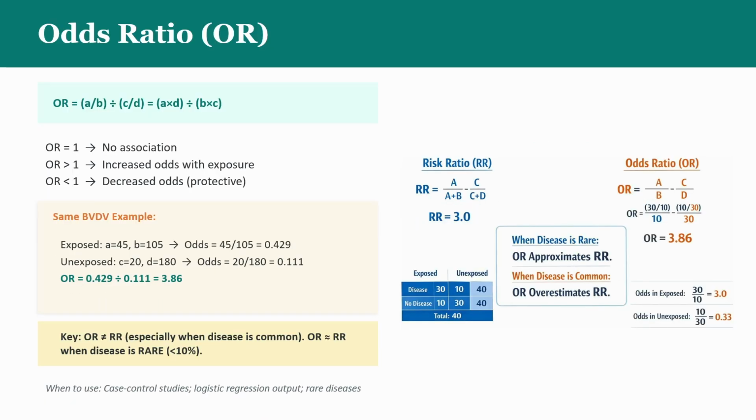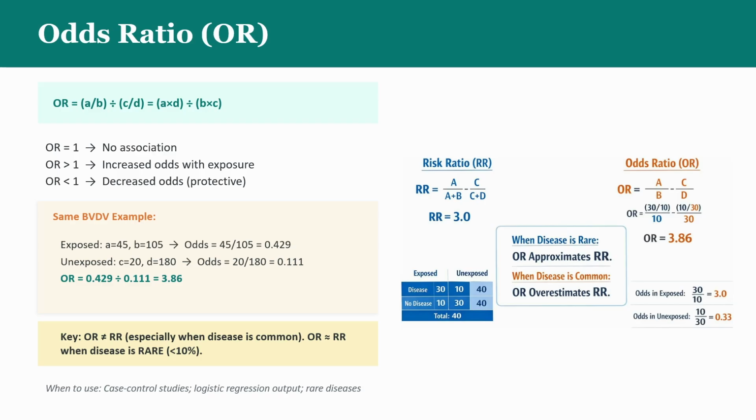The odds ratio is where students often get tripped up, partly because odds are less intuitive than risk, and partly because the OR and RR look similar but are not the same thing. Let's start with the concept of odds. Odds are simply the ratio of the probability of an event happening to the probability of it not happening. If the risk of disease is 30%, the odds of disease are 0.3 divided by 0.7, which equals 0.43, or equivalently 43 to 100, or about 3 to 7. Risk and odds are related but different.